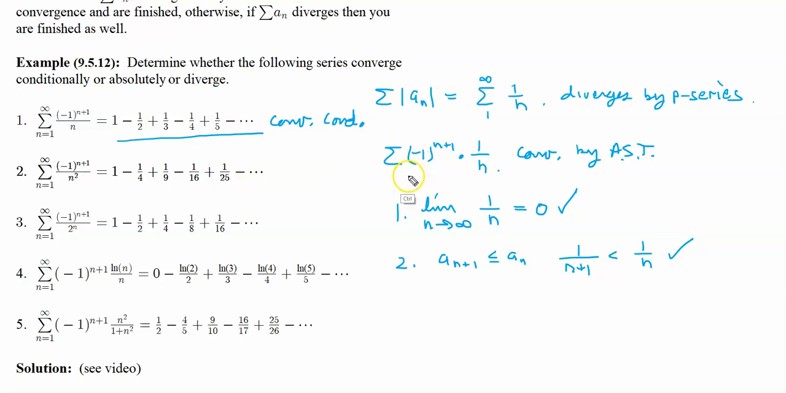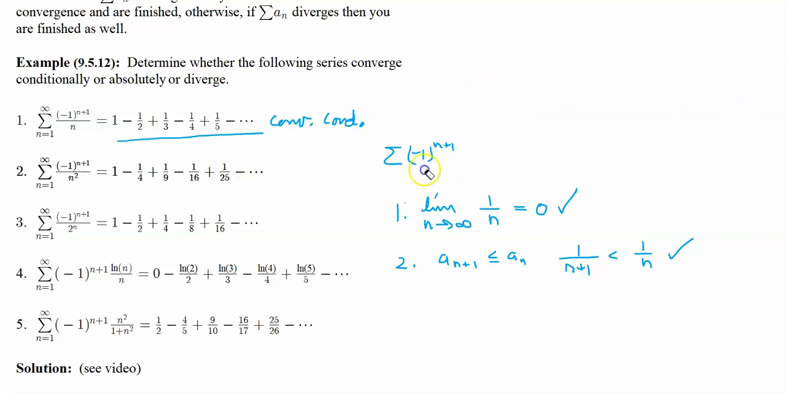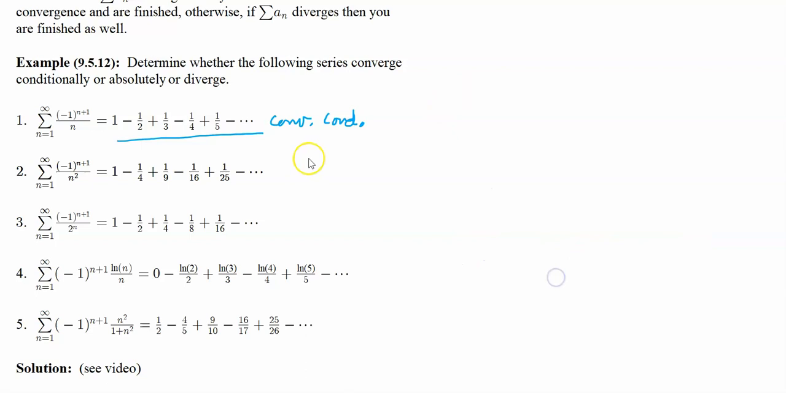Let's take a look at number 2. So once again, our general procedure is to start with the summation of the absolute value of the terms inside the summation. So we want to consider this. Right, that's the absolute value of these terms here, right? The absolute value of this is 1 over n squared, right? Now this does converge by the p-series test.